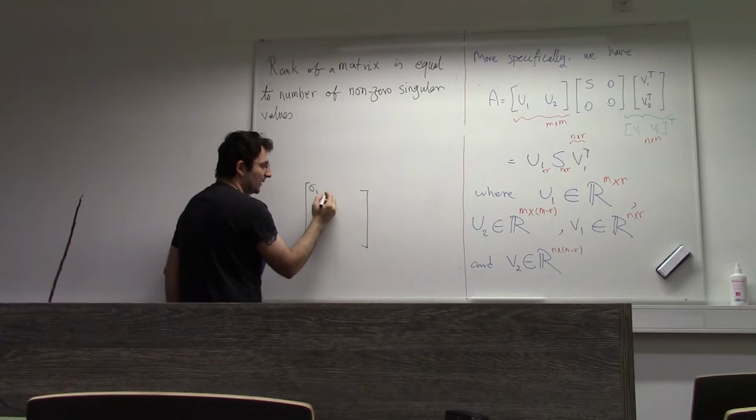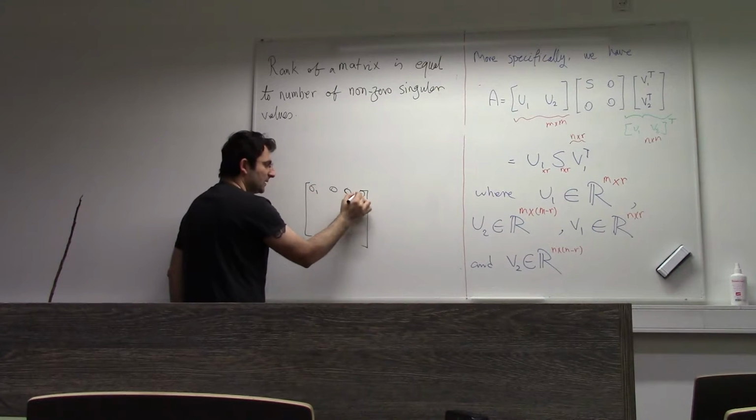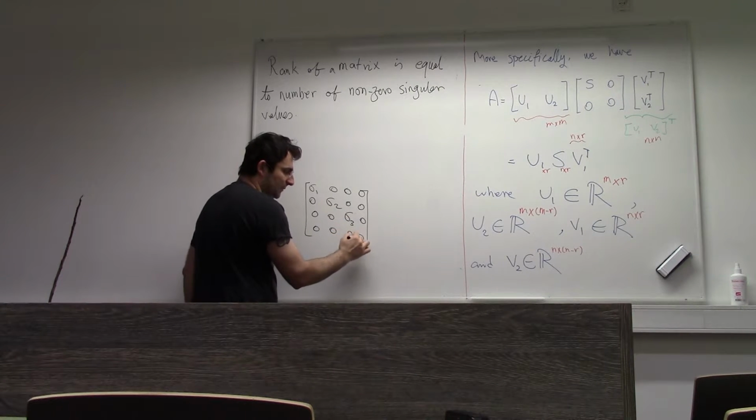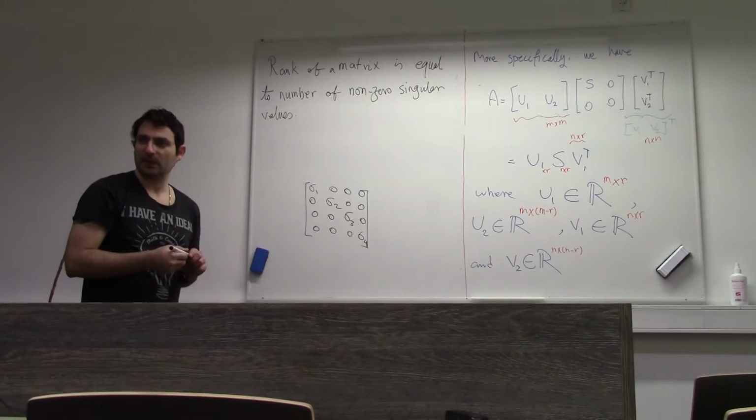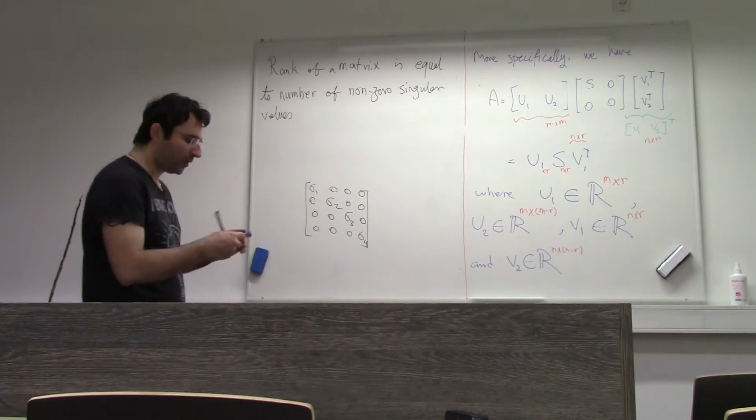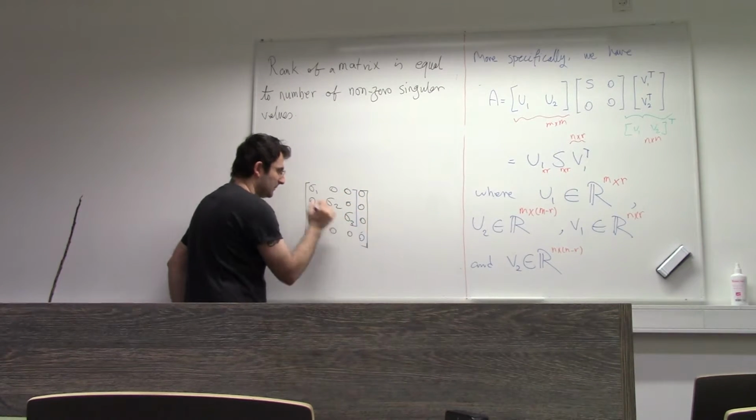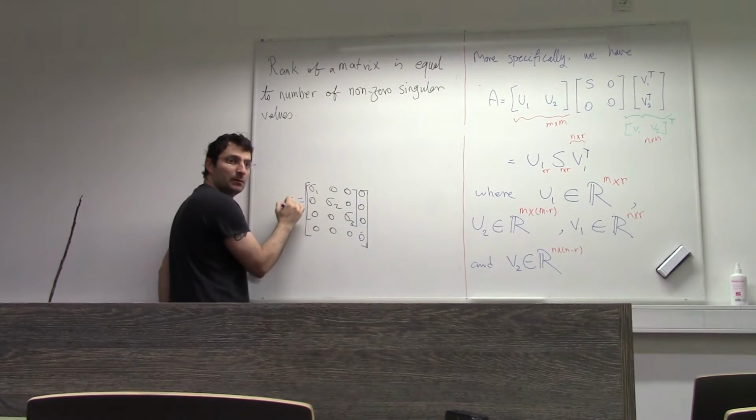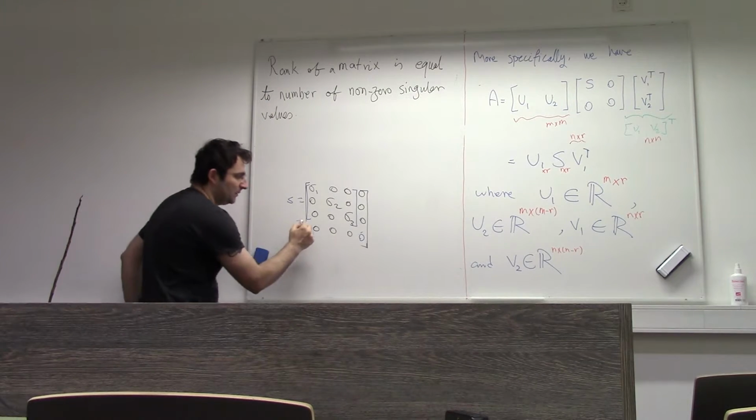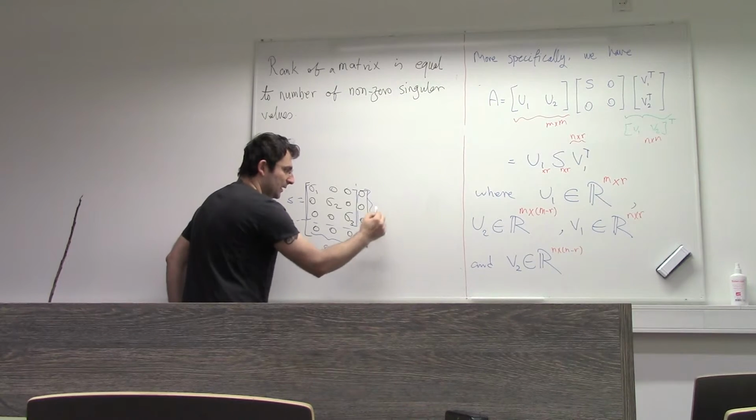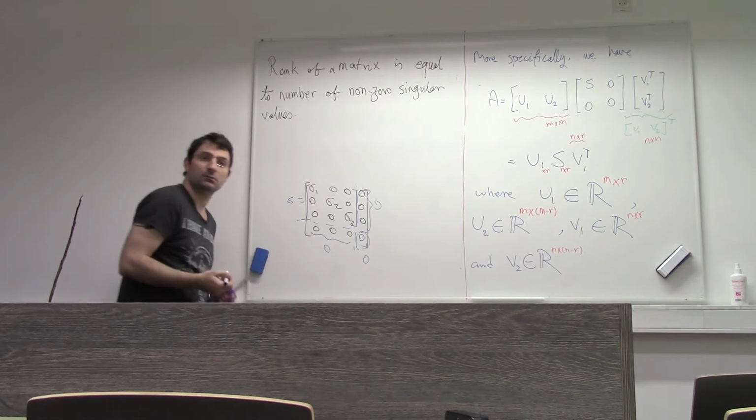sigma 1, 0, 0, 0, 0, sigma 2, 0, 0, 0, 0, sigma 3, 0, 0, 0, 0, sigma 4. If this was S, and if I tell you that sigma 4 is already 0, then you can say that this is S. Right? And then you say that, look, this is one of the zeros, this is the other zero, and this is 0.